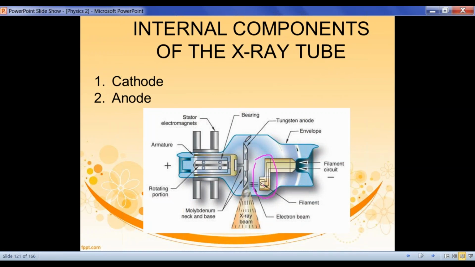And ito naman po yung ating anode. So yun po yung anode natin na nag-i-emit naman po ng X-rays, the positively charged portion or component of our X-ray tube. So ito po yung ating filament. From the cathode, nag-i-emit po siya ng electrons. Ito naman po yung ating anode, nag-i-emit naman po siya ng X-rays. Okay, maliwanag po ba? Okay, so let us proceed.